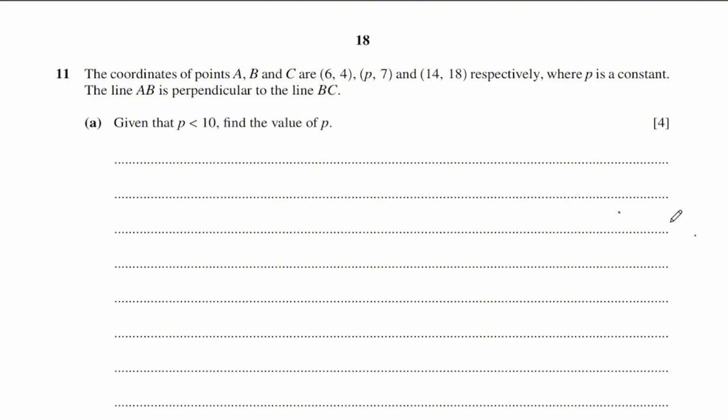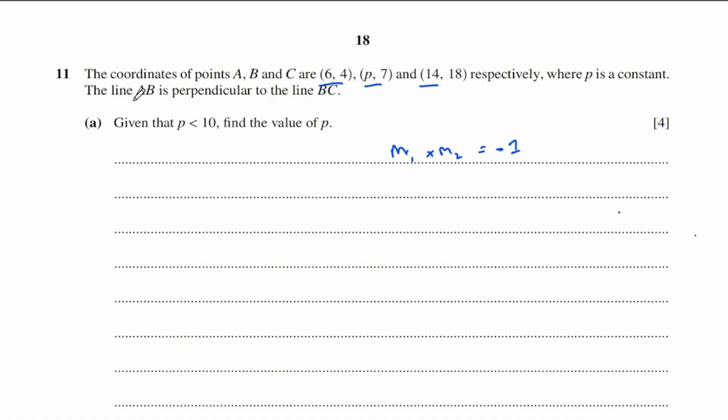For this next part, we need to find the coordinates of 3 points. This is your A, this is your B, this is your C, where P is a constant. The line AB is perpendicular to the line BC. Now what we know about perpendicular lines is that the gradient of one of the lines multiplied by the gradient of the other line is always equal to negative 1.